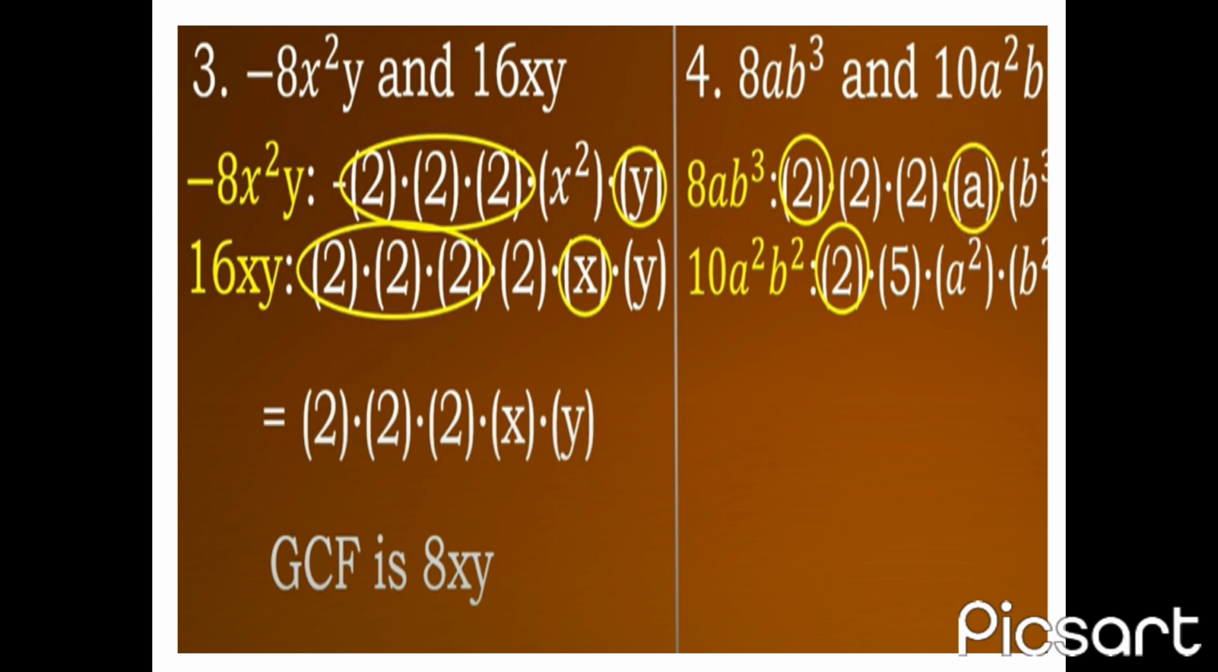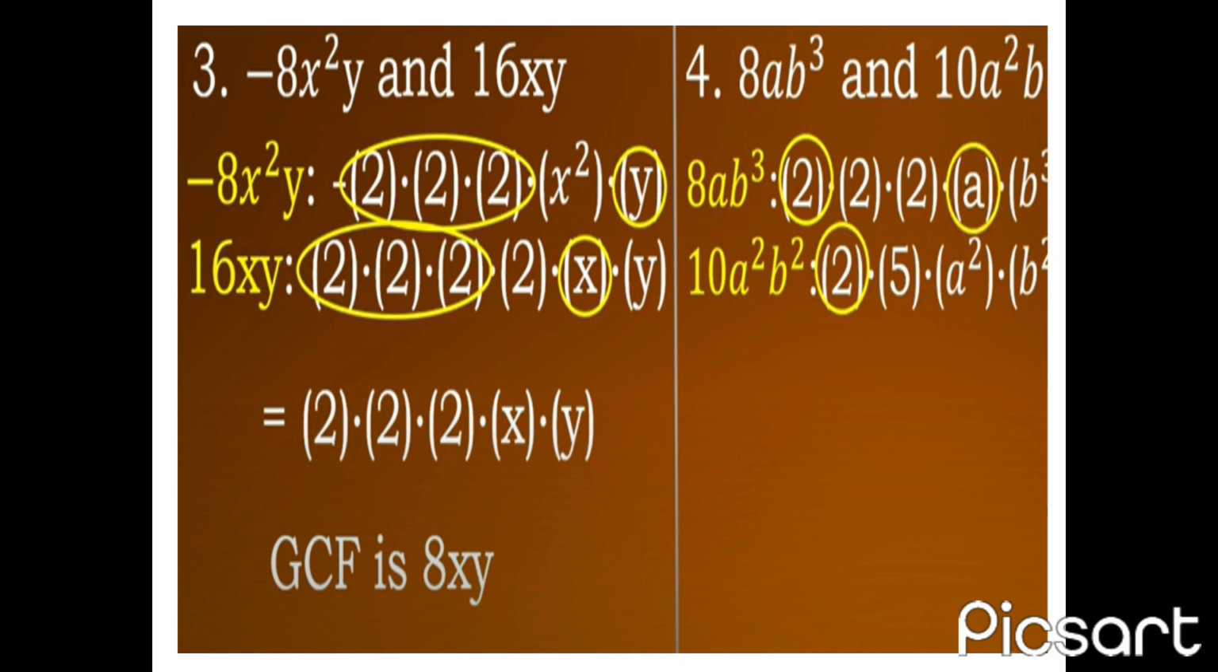As we can see, they both have 2, another 2, and another 2. And the variable x is common. They both have x, and they both have y. Therefore, our greatest common factor is 2 times 2 times 2 times x times y, which is 8xy.